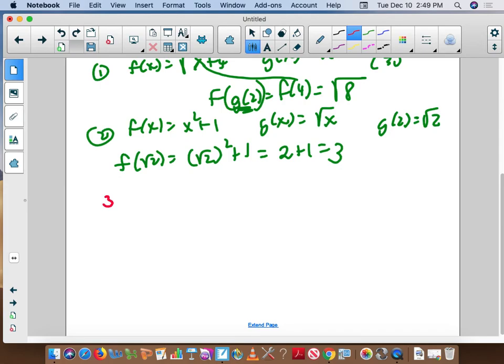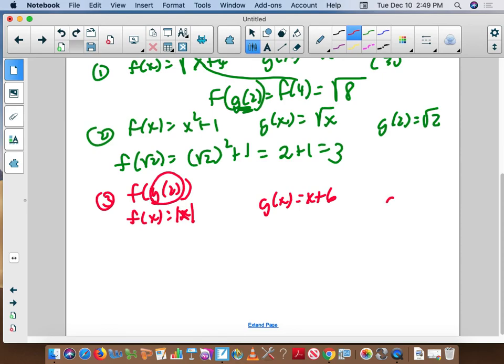All right, number 3. It's not your fault. F of g of 2. F of x is absolute value of x, and g of x is x plus 6. I'm going to find g of 2 first. G of 2 was 8. I'm moving a little bit faster. Then I'm going to fill 8 into f. I got the absolute value of 8, which is just 8.